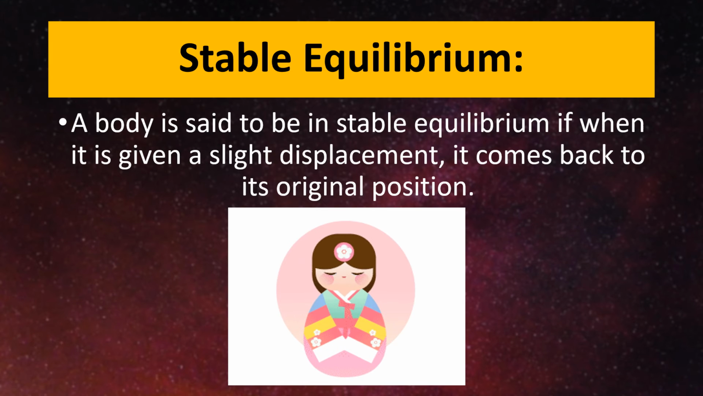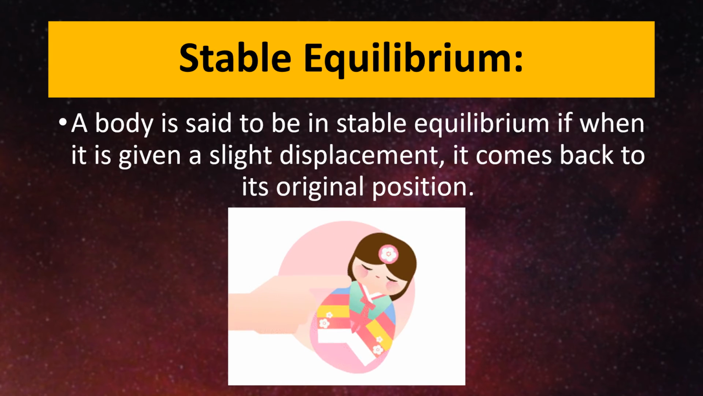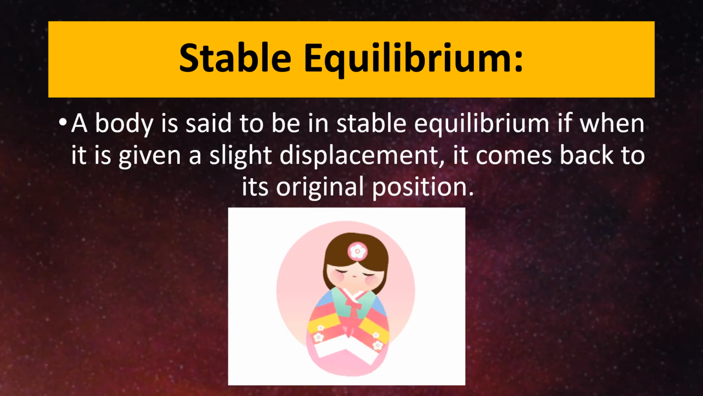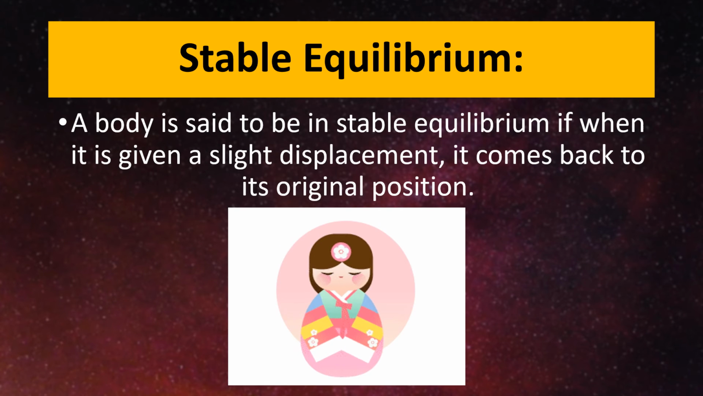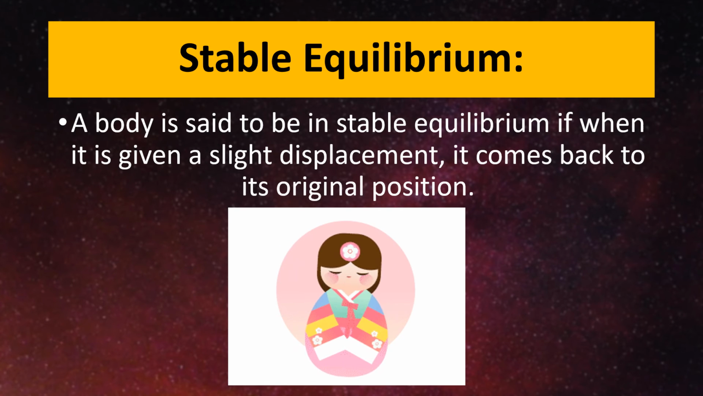Another example is a swing after you give it a slight push. It will eventually return back to its original state of static equilibrium. Hence, all of these systems are said to be in stable equilibrium.